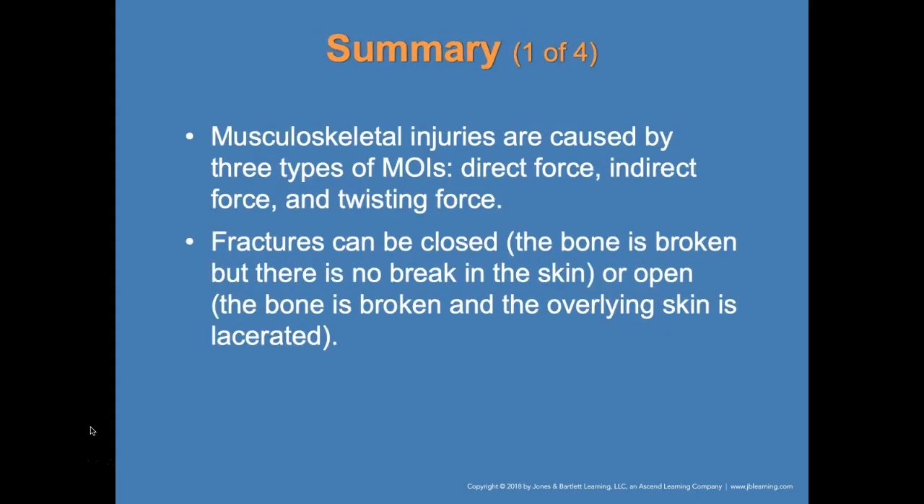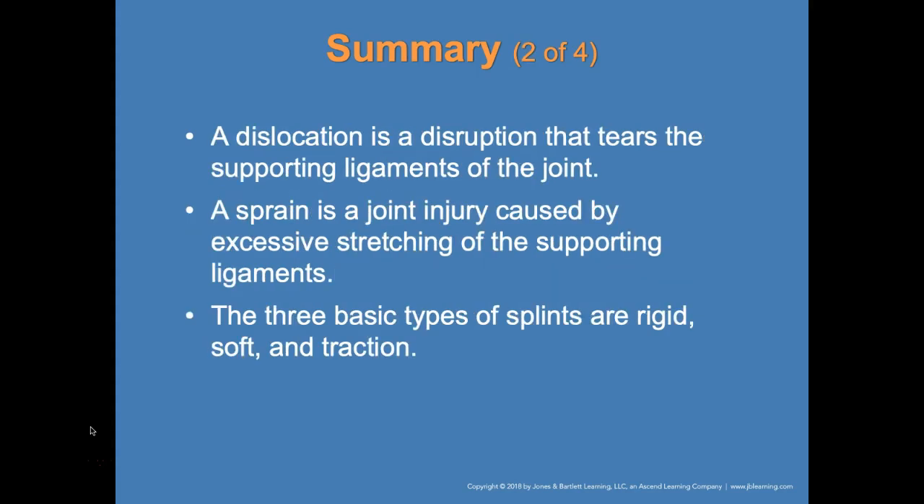All right, so quick summary. Musculoskeletal injuries are caused by 3 types of MOI: direct force, indirect force, and twisting force. Remember, fractures can be closed, where the bone is broken and there's no break in the skin, or open, where the bone is broken and the overlying skin is lacerated, giving access to dirt and bacteria to get in there and get infected. A dislocation is when we tear the supporting ligaments of a joint. A sprain is a joint injury caused by excessive stretching of the supporting ligaments.